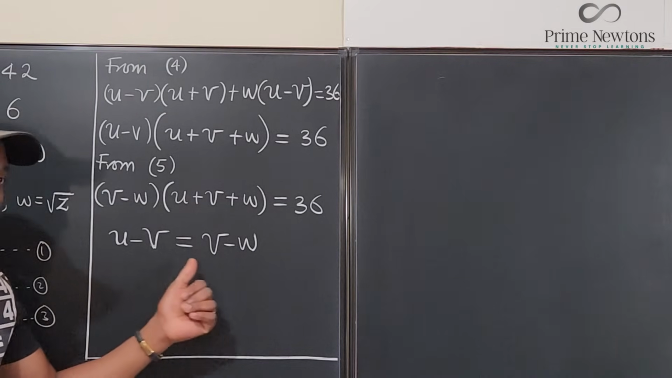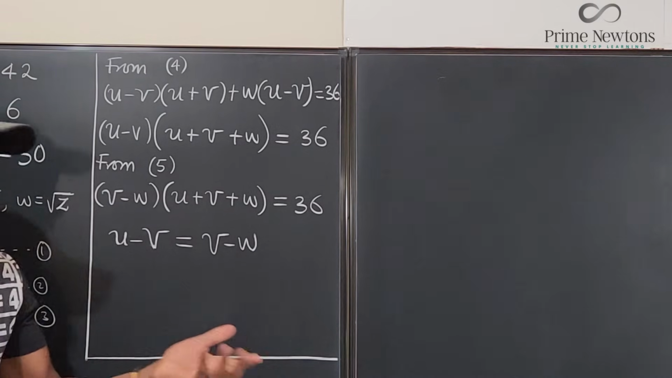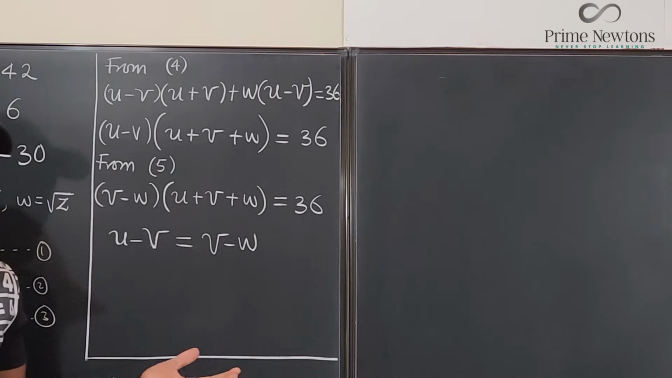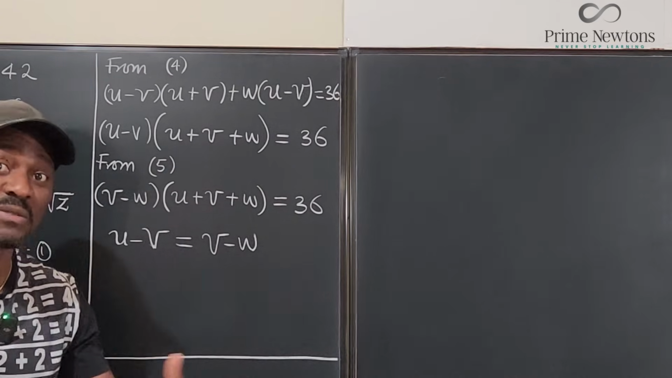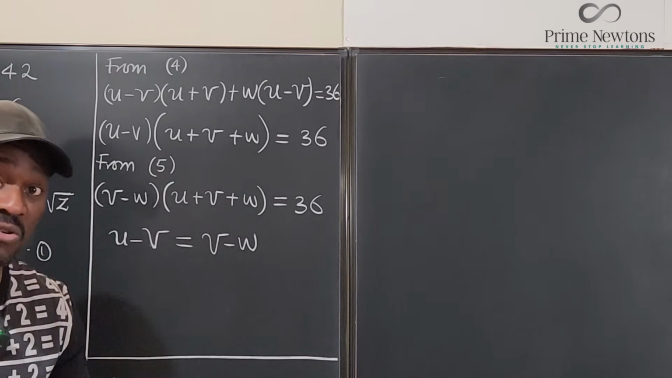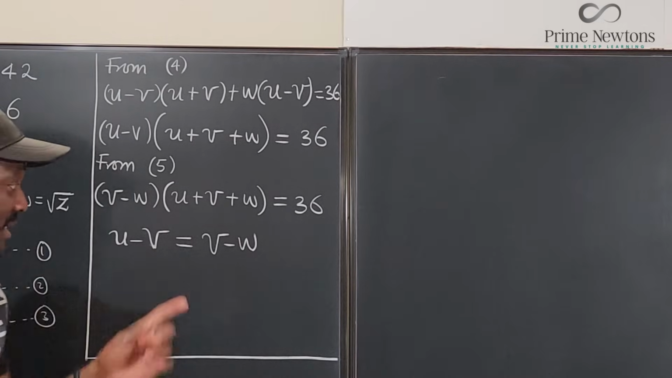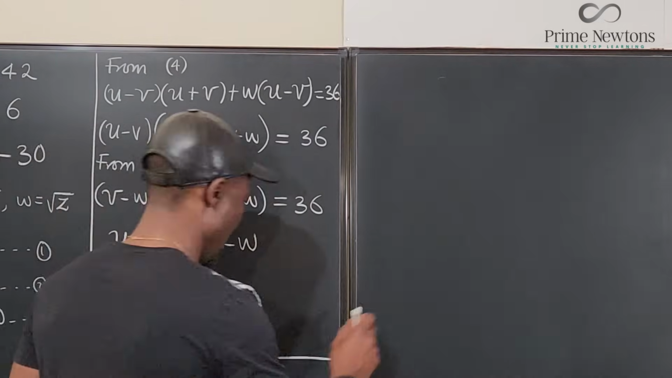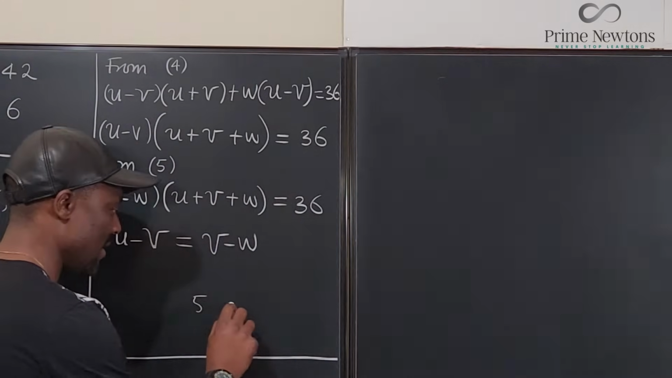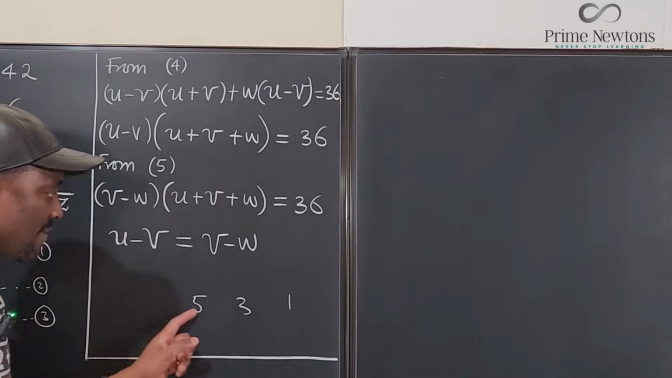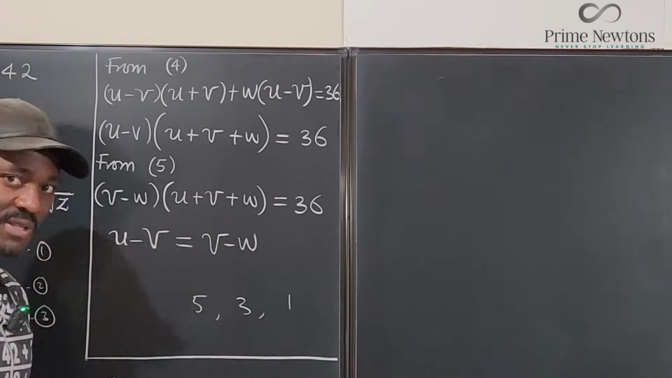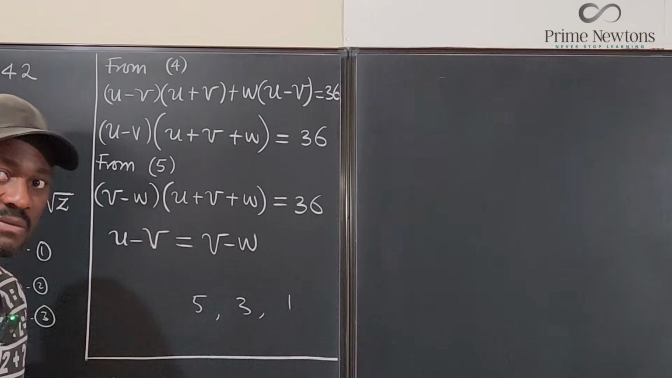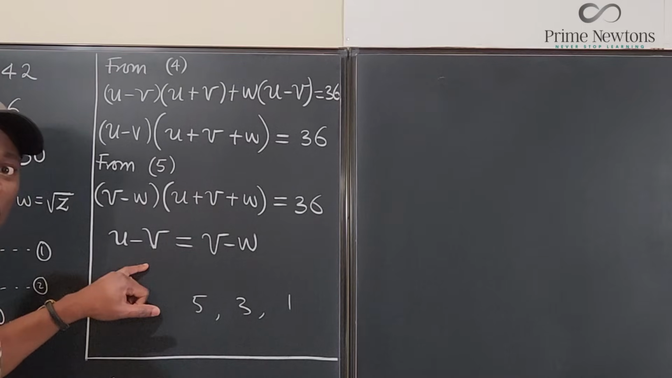Whenever you have something like this, it means there is a number that these two are equal to. Let's call that number d. Whenever you have an expression like this, they are terms of an arithmetic progression, or an arithmetic sequence, because they have a common difference. For example, if you have 5, 3, 1: 5 minus 3 equals 3 minus 1, because this is an arithmetic sequence with a common difference of 2. That's exactly what's going on here.